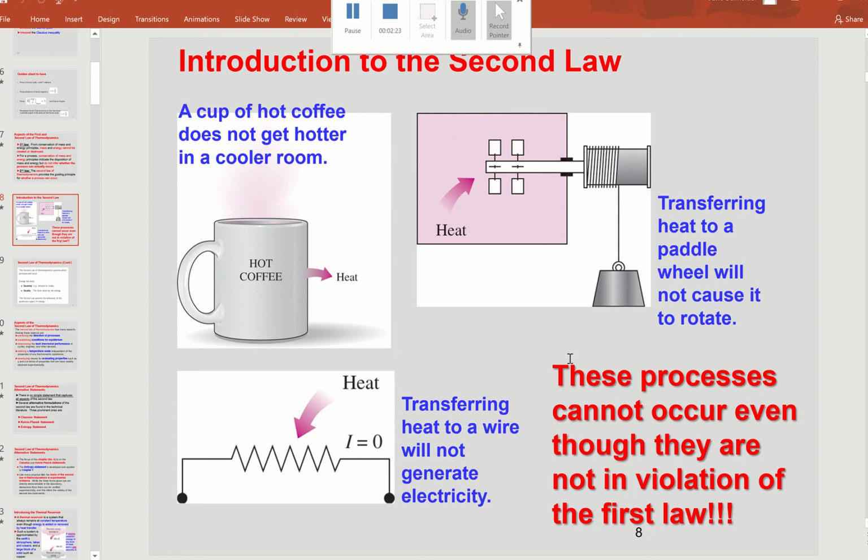I was thinking it would be easy for us to cook a steak in the refrigerator. It doesn't work. We cannot take the heat out of the refrigerator to warm up the steak, right? So that's the second law.